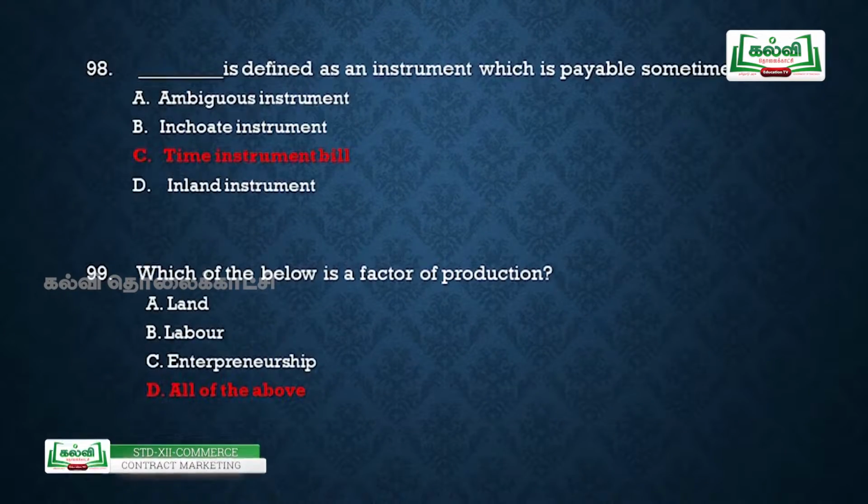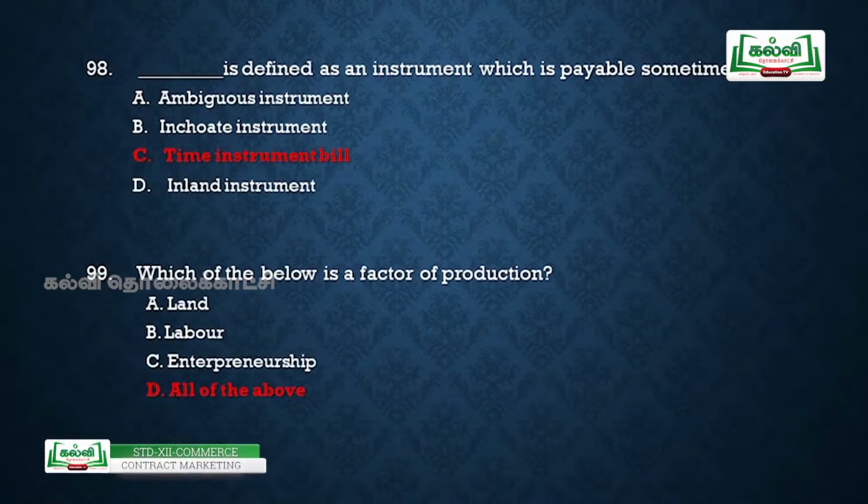The next one: dash is defined as an instrument which is payable sometime in future. Option A, ambiguous instrument; B, inchoate instrument; C, time instrument bill; D, inland instrument. Option C, time instrument bill, is defined as an instrument which is payable sometime in future, because in the case of the time instrument bill we specify the time, which may be 1 month, 2 months or 3 months in future. So, the exact answer is C, time instrument bill.